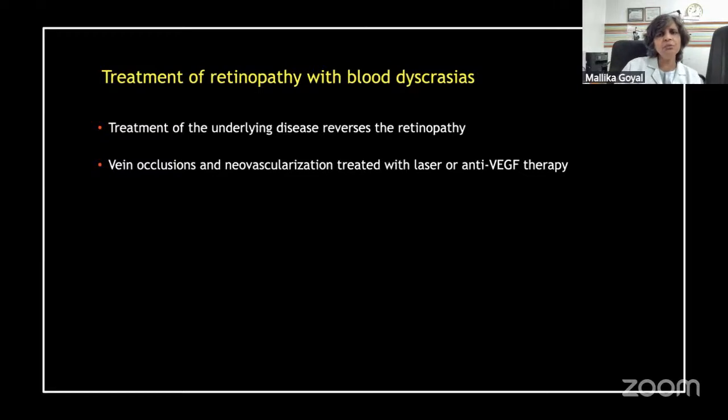Treatment of retinopathy with blood dyscrasias is treatment of the underlying disease, which reverses the retinopathy. But when there is a vein occlusion and neovascularization, that has to be treated with laser and/or anti-VEGF therapy.